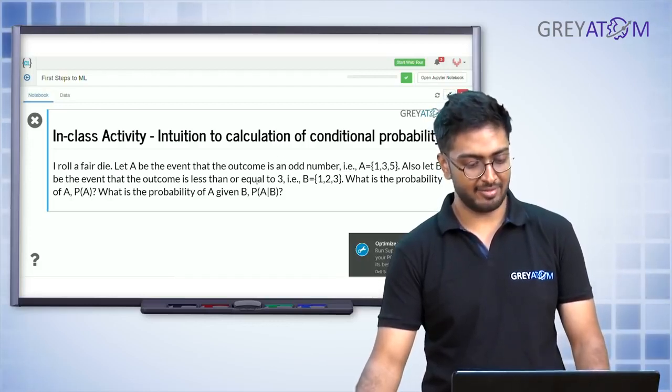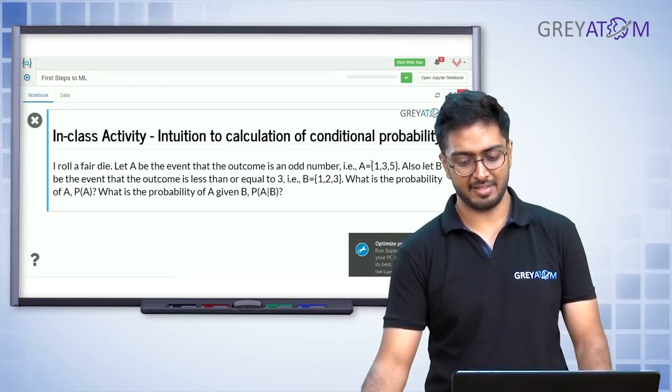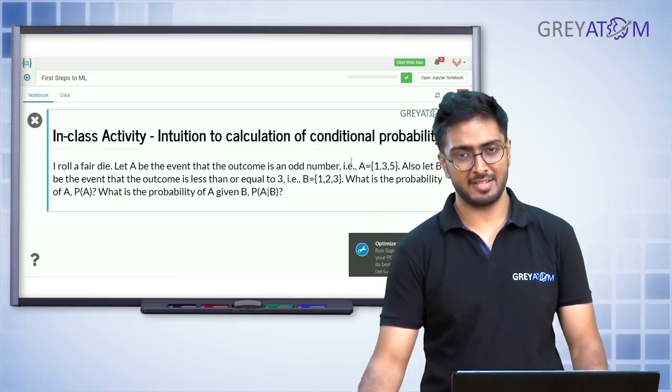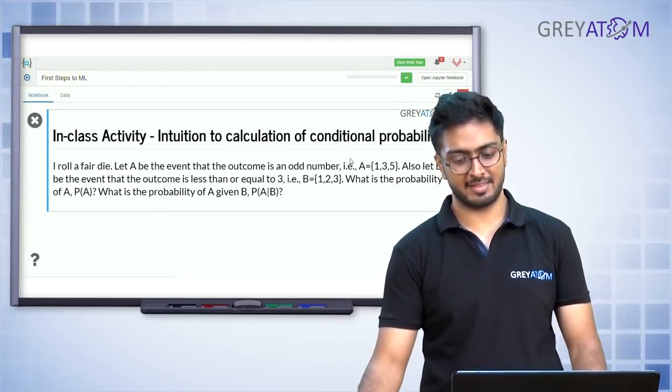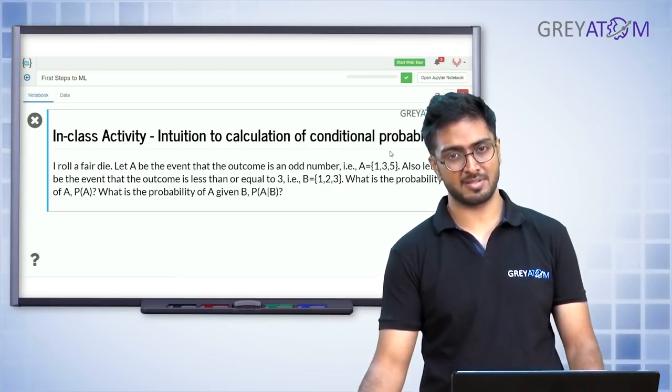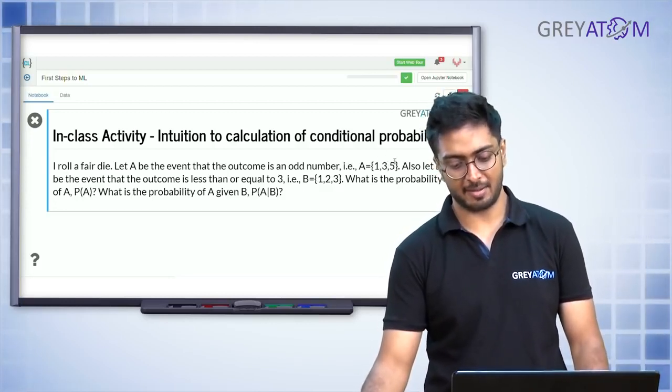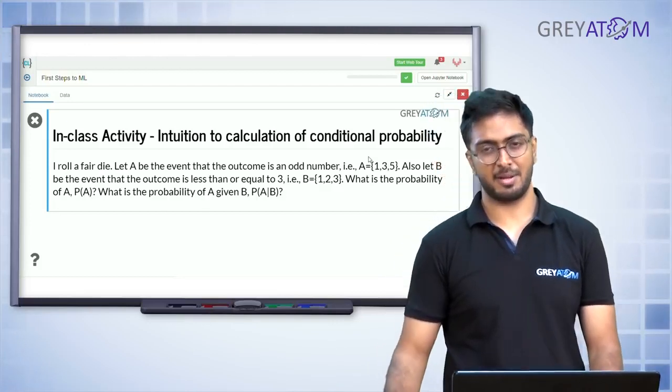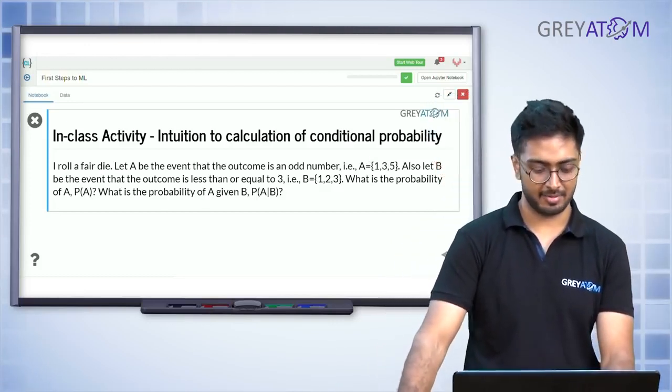So what is the probability of event A? There are 3 possible options out of 6 possible total options. So 3 favorable options out of 6. We are fine with any 3 of these options, and there are 6 possible options. So the probability of event A is 1 by 2.